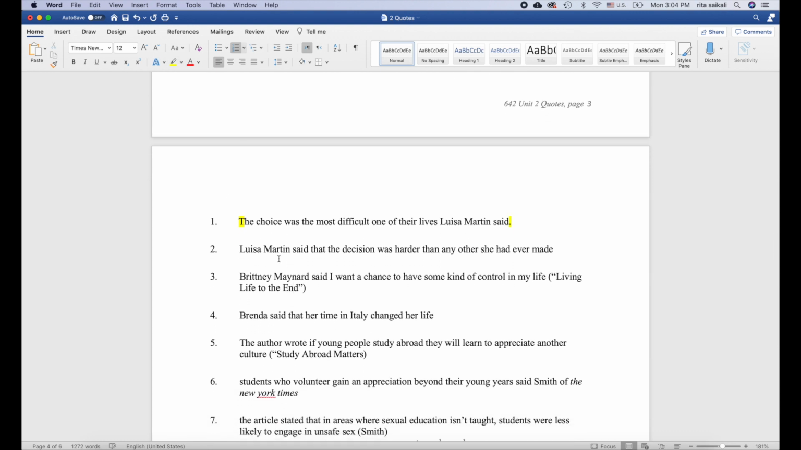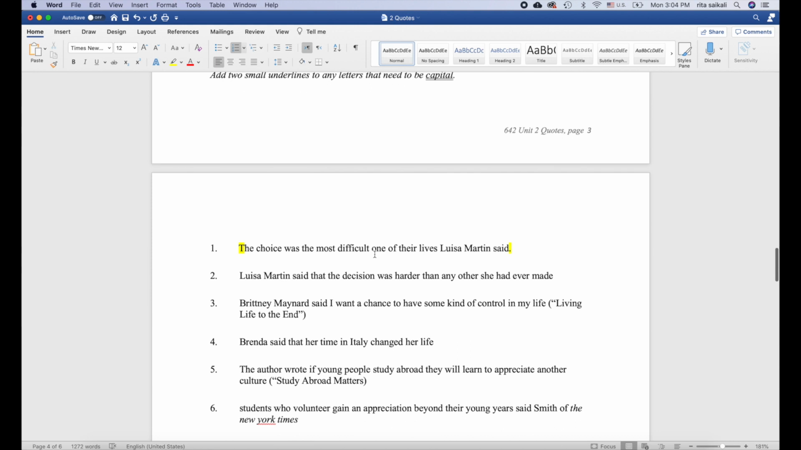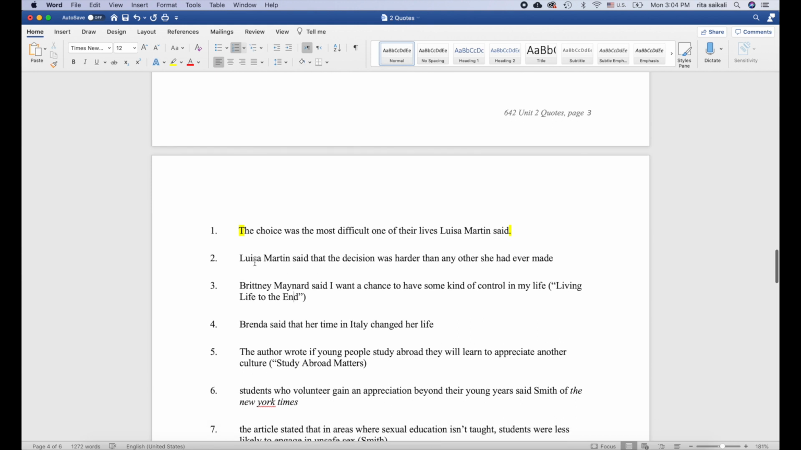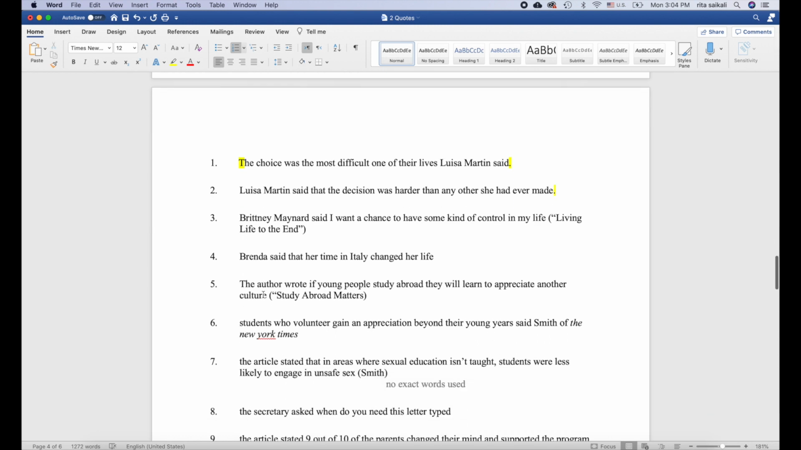Louisa Martin said that the decision was harder than any other she had ever made. Now again, this is a summary, so we don't need to put quotation marks. This is an indirect quote of what Louisa said. Because we have "she," we know that it's not going to be a direct quote, you guys. Otherwise, it would have said, Louisa Martin said, "The decision was harder than any other I have ever made." Okay? But it's not the case. And of course, the sentence ends with a period, so we have to remember to put a period at the end of the sentence.